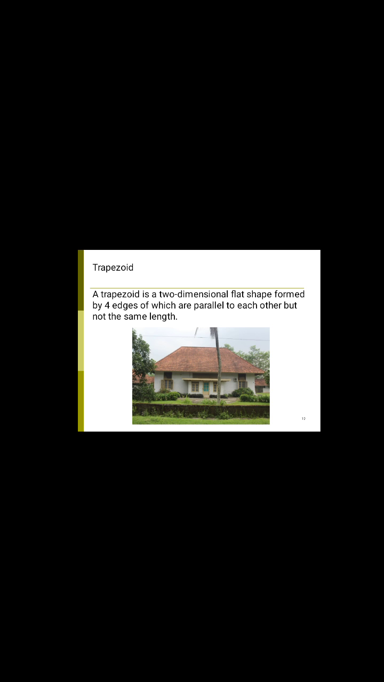Trapezoid. A trapezoid is a two-dimensional flat shape formed by four edges, of which two are parallel to each other but not the same length. Trapezoid properties are: first, has four sides and four corner points. Second, has a pair of sides that are parallel but not the same length. Third, the angles between the parallel sides sum to 180 degrees.